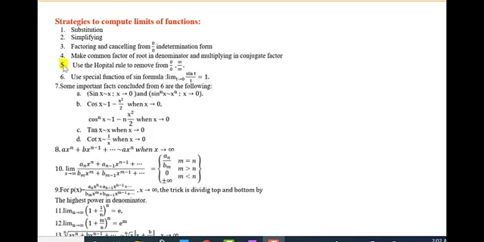We are in the continuation of strategies to compute the limit of a function, and number 5 is using L'Hopital's rule to remove the indeterminate form of 0 over 0 and infinity over infinity. Let's start with an example of how we can solve this type of problem.